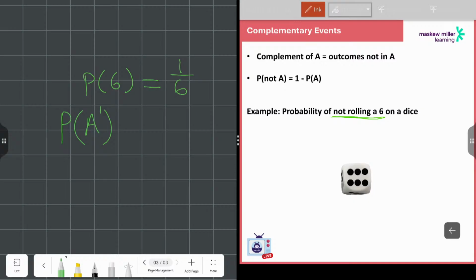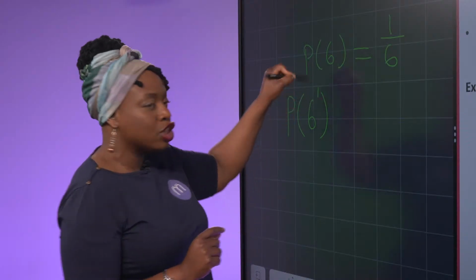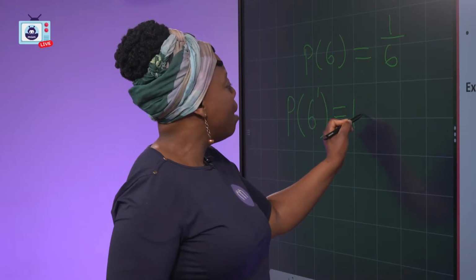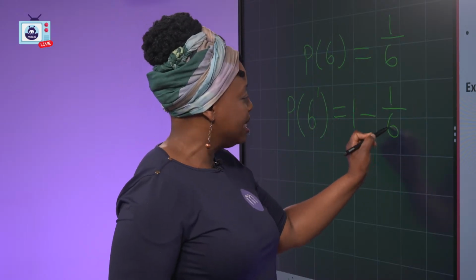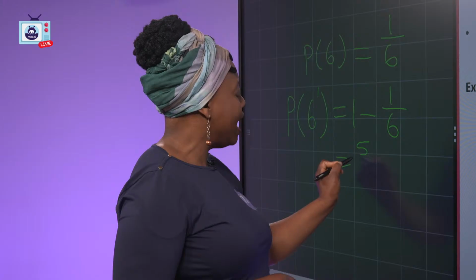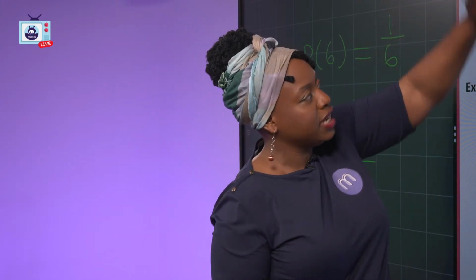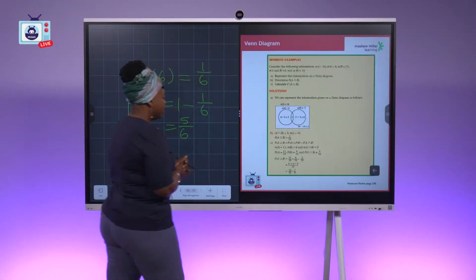But if I am looking for the probability of not a 6, remember this means not a 6, then that will be equal to 1 minus 1 divided by 6, which gives us 5 divided by 6. Right? So please take note and pay attention to that.